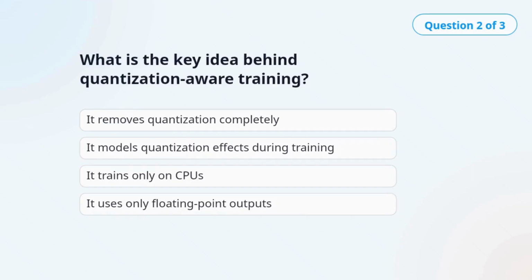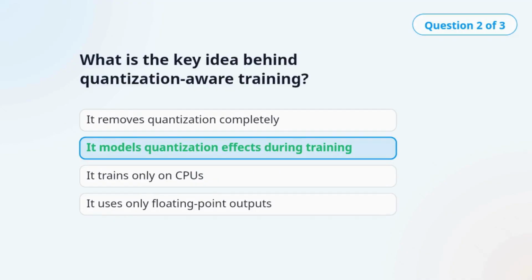Question 2. What is the key idea behind quantization-aware training? The correct answer is, it models quantization effects during training. Quantization-aware training helps the model adapt to low-precision behavior during the training process itself.